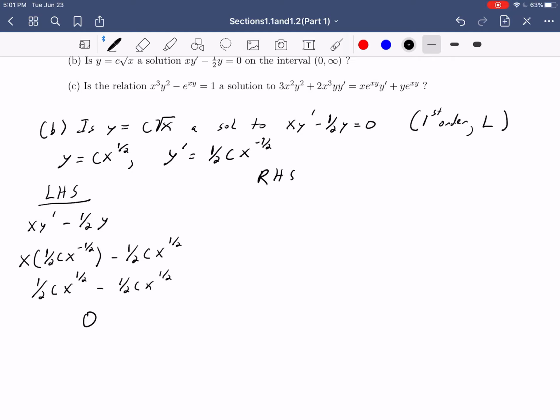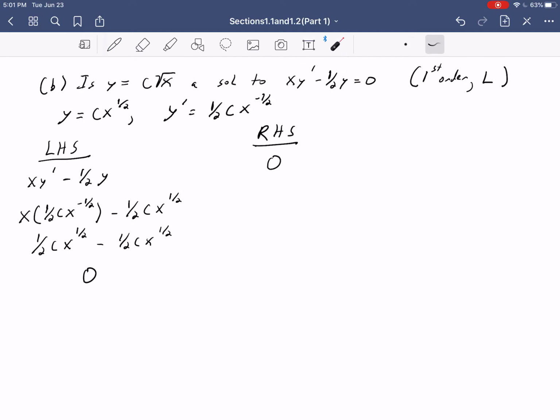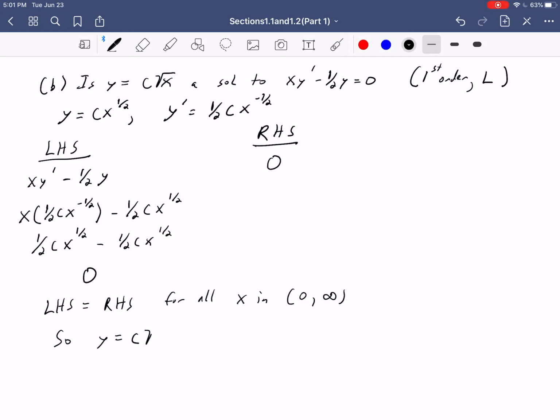What do we have on the right-hand side? Well, the right-hand side is always 0, so we get 0. So this is an identity. It doesn't matter what x is. The left-hand side is always 0. Right-hand side is always 0. So the left-hand side equals the right-hand side for all x, technically in 0 to infinity, because that's what we were asking for. So that tells us y equals c root x is a solution.